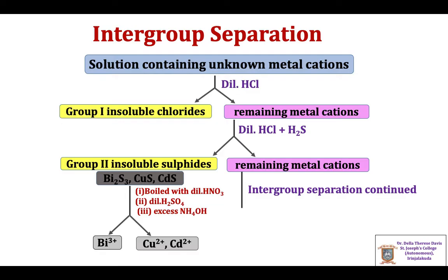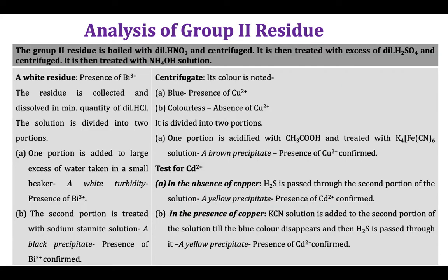Now let us see the reactions. The group 2 residue is first boiled with dilute HNO3 and centrifuged. Then it is treated with excess of dilute sulfuric acid and then with excess of ammonium hydroxide solution. If bismuth is present, a white residue is obtained. The residue is collected and dissolved in a minimum quantity of dilute HCl, and the solution is divided into two portions.